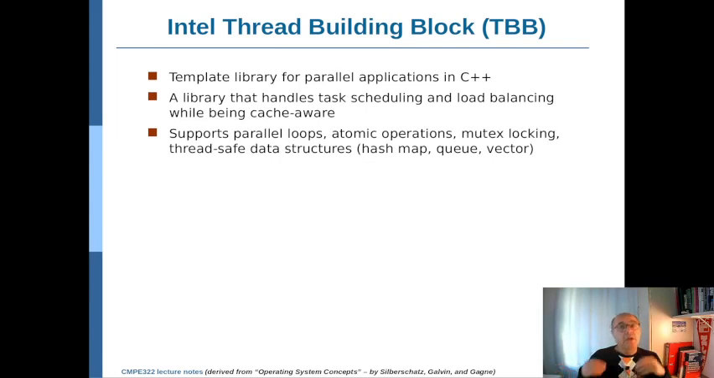To make it thread safe, you should modify that data structure so that it will prevent such errors. And Intel TBB, for example, provides us such versions of hash map, queue, vector, and some other thread safe data structures.